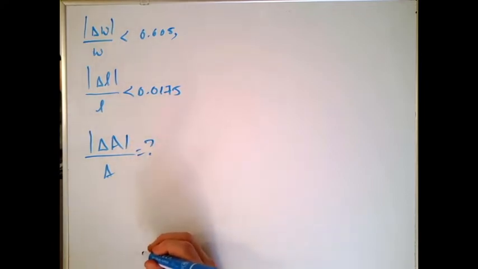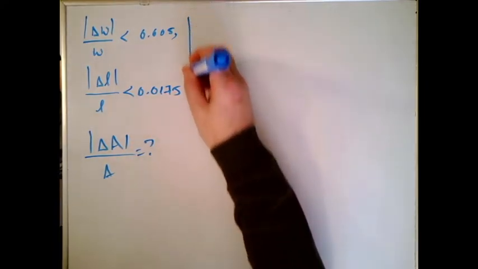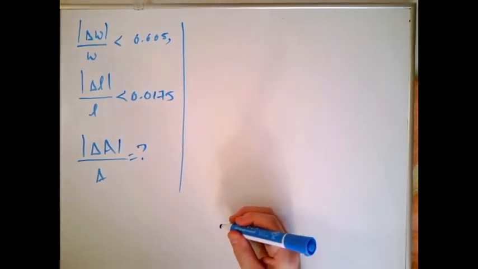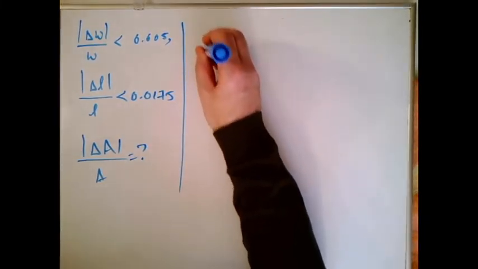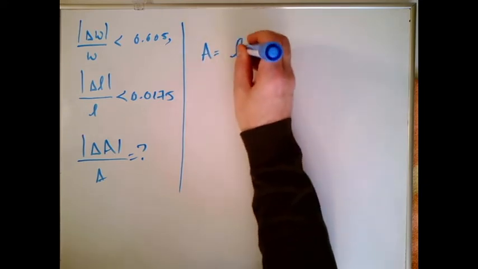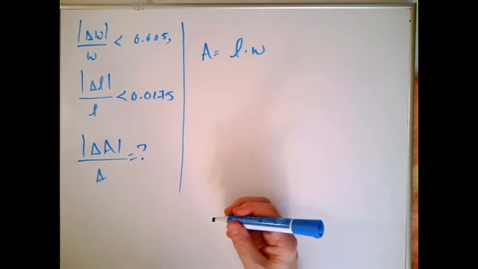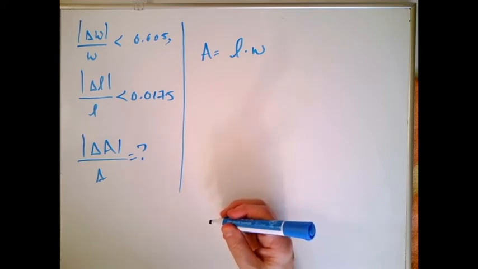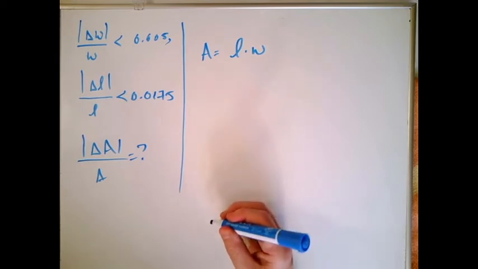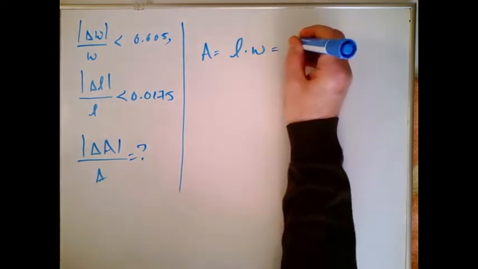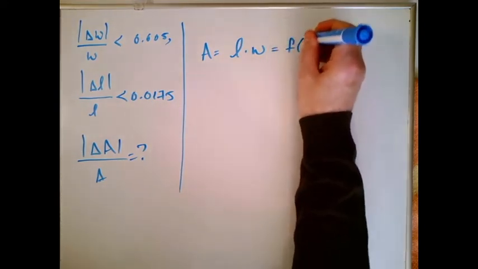Now, following the same sort of example that we did in Calc 1, what we want is a formula involving area, length, and width. Well, that's a nice easy one for a rectangle. So I'm just going to write that down. Now if this is Calc 1, we start taking derivatives. But this is multivariable calculus. We take differentials.